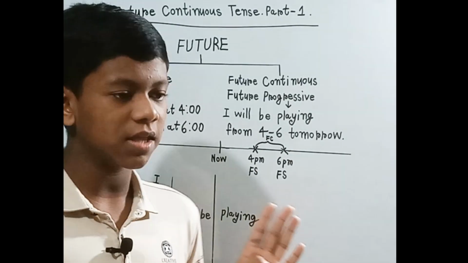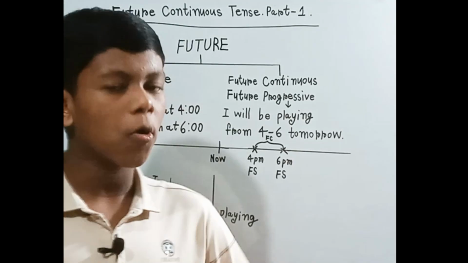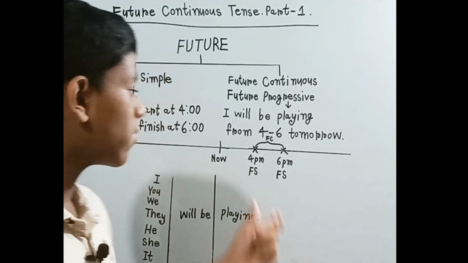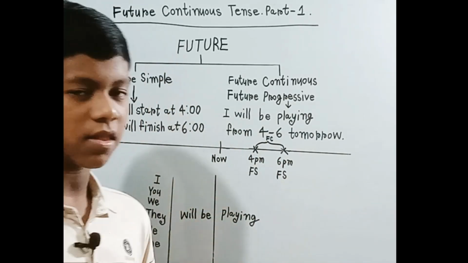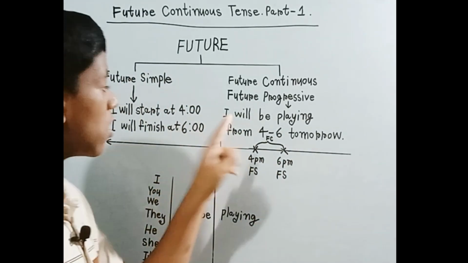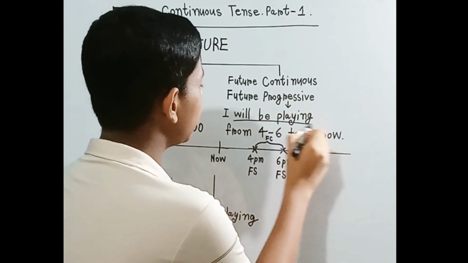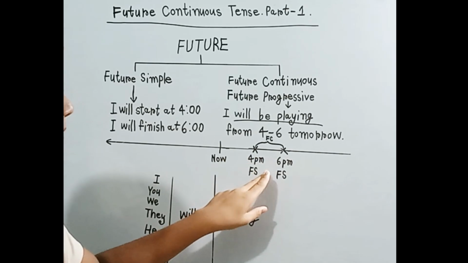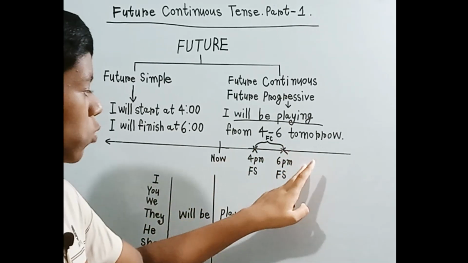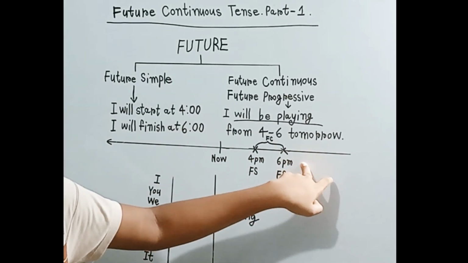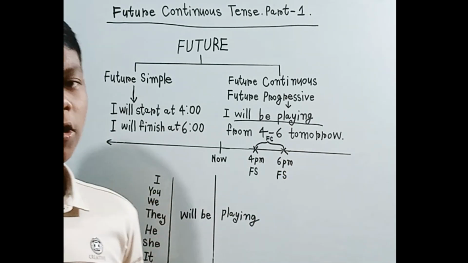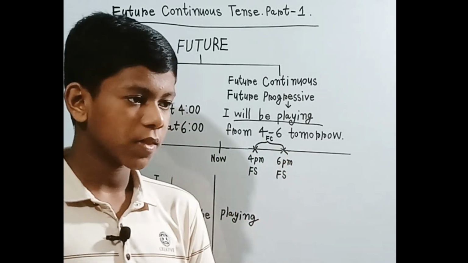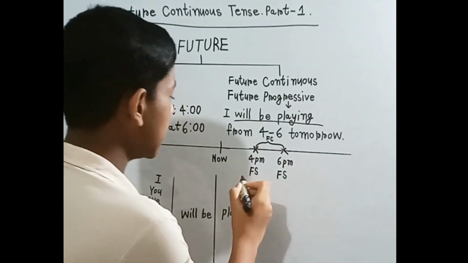Okay, so we have just said this shortly. It will be in progress and which indicates a long period, a long stretch of time. So we can just say this in the future continuous. Here we can say, I will be playing from 4 to 6 tomorrow. Here's the timeline. You have started from 4 and your play will be finished at 6 p.m. So how can you say this? I will be playing from 4 to 6 tomorrow, which indicates a long period in the future.